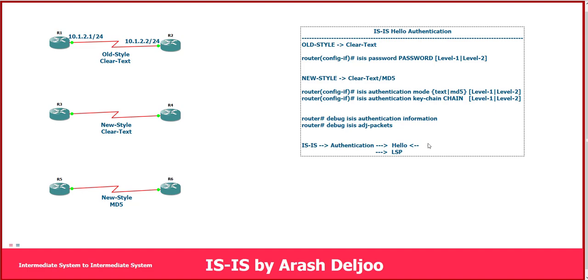The hello authentication means the key or password resides inside the hello message, and this authentication type can only be used for establishing neighborship. But in LSP authentication, we are using the keys inside of the LSPs, and that is a different type of authentication. We will talk about the LSP authentication in future videos, but in this video I'm going to talk about the IS-IS hello authentication.